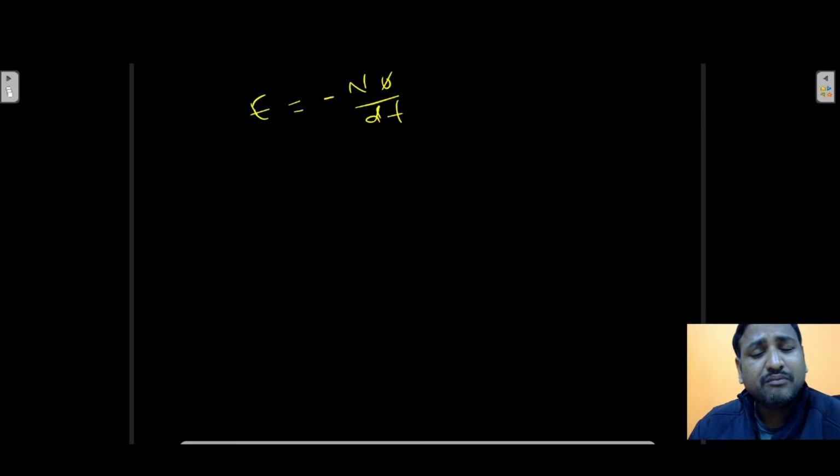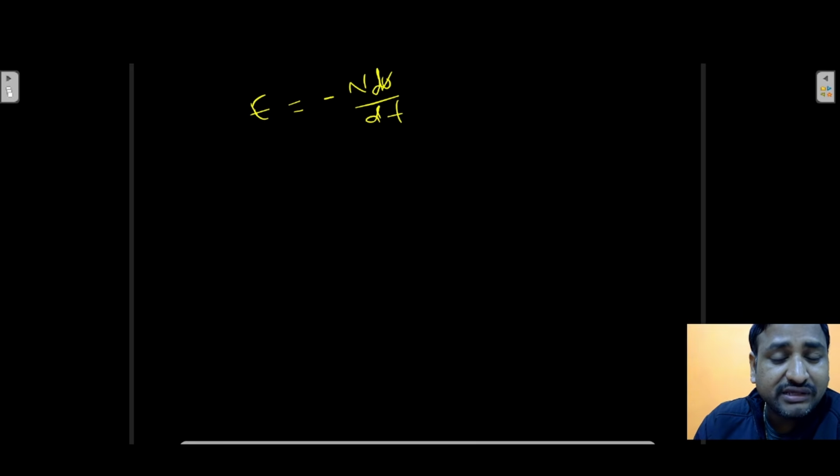Before explaining the operation of all the machines, we would like to know about the importance of induced EMF. Basically, this is d phi by dt. It means E is equal to minus d phi by dt. What does this negative sign indicate? The negative sign indicates Lenz's law.